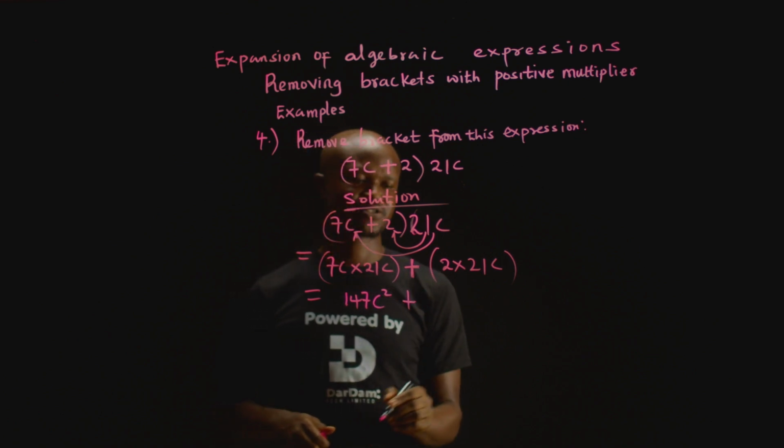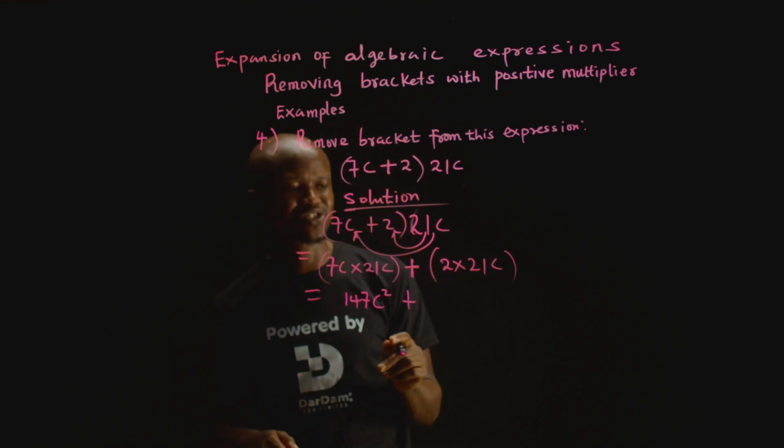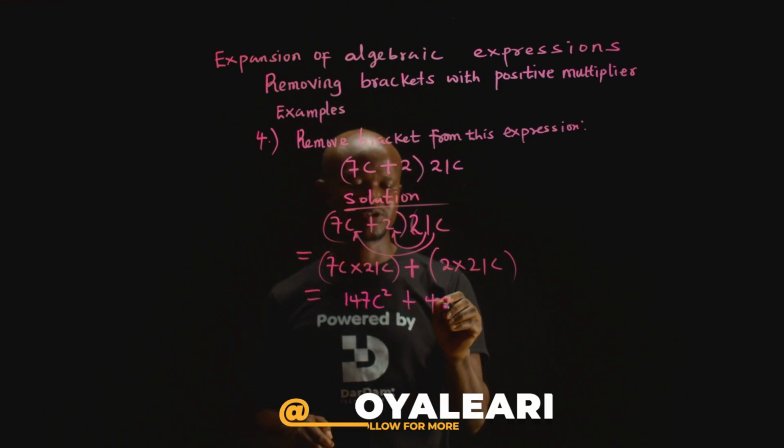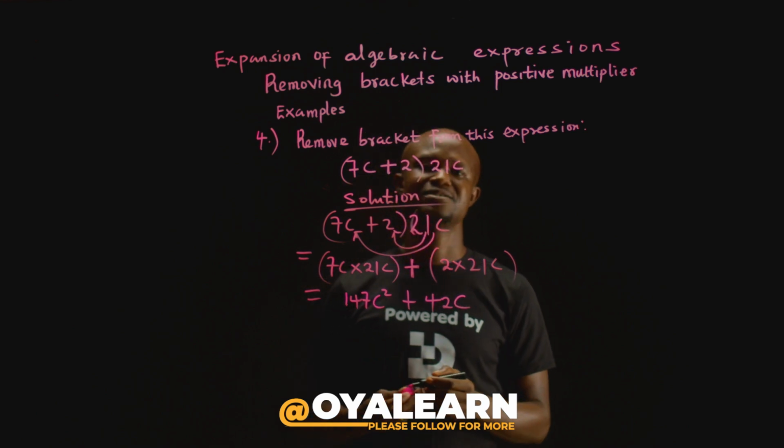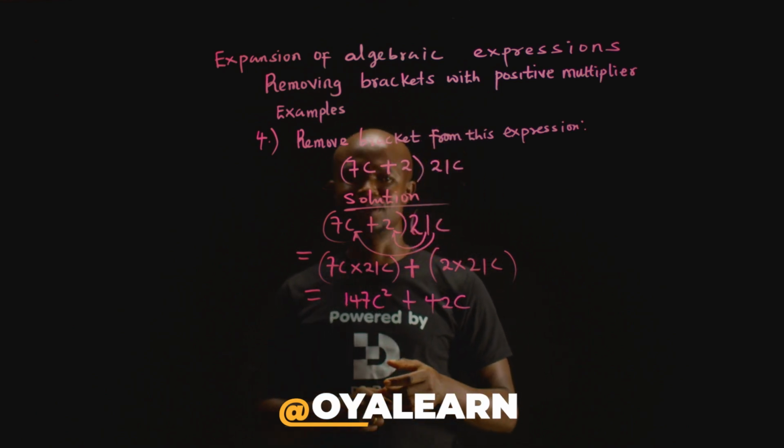So plus 2 times 21, that will give us 42. So 2 times 21c will be 42c. That is the solution to the problem. Thank you.